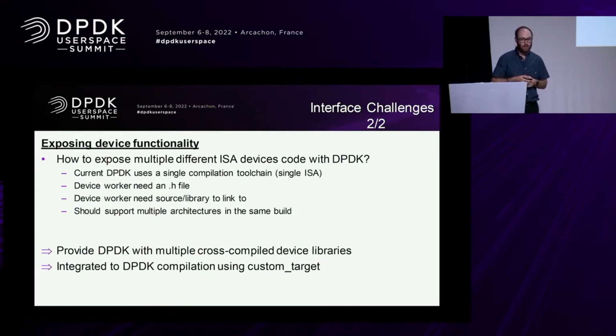The solution we came up with is we didn't want to diverge from DPDK, so we wanted to provide DPDK with multiple cross-compiled device libraries, and we integrated this to DPDK using a custom target. A custom target is a Meson option, so this means we can compile DPDK, get the libraries that we need, and those libraries and H file are used by the developers who want to run their code on those different devices.